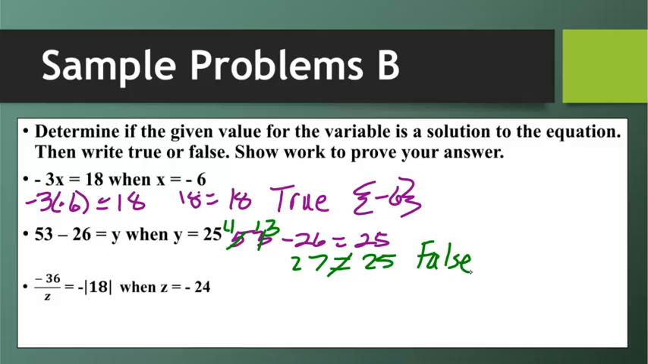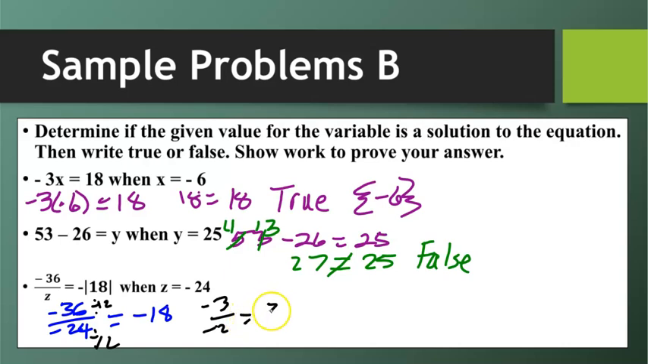Next, putting negative 24 in for z. So I'm going to have negative 36 divided by a negative 24. And this is supposed to equal a negative 18. Well, on the left-hand side, I can divide a 12 out of the top and bottom. If I divide 12 out, that's going to give me a negative 3. And on the bottom, if I divide by 12, I would get negative 2. And negative 3 divided by negative 2 is 3/2. And 3/2 does not equal a negative 18. So this would be false.